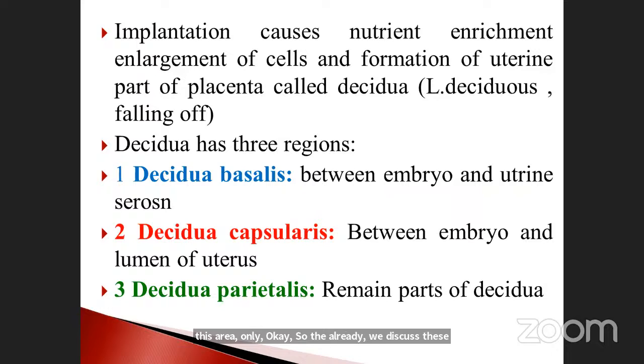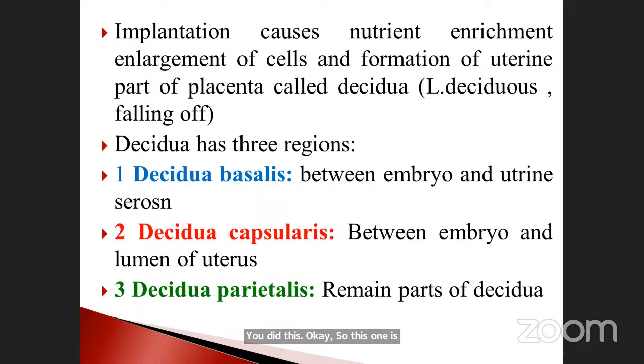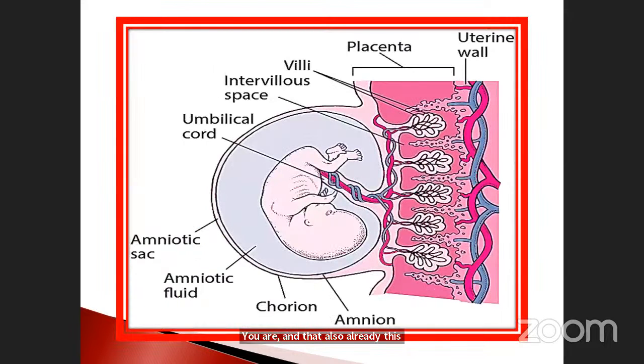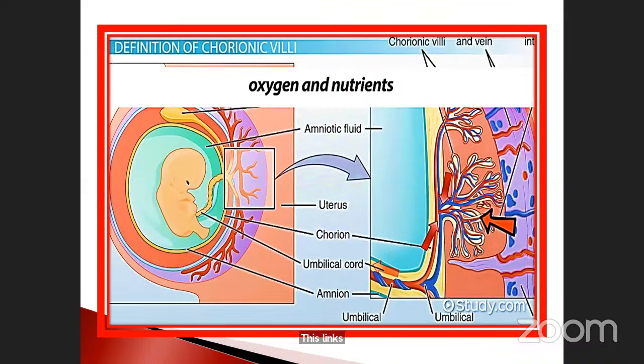And these are very, very important. The placenta is called decidua. What are the three parts? Decidua basalis, decidua capsularis, and decidua parietalis. The embryo and the uterine wall lie between them. Basalis, capsularis, embryo and uterus. This one remains part of the decidua. We already discussed these things.